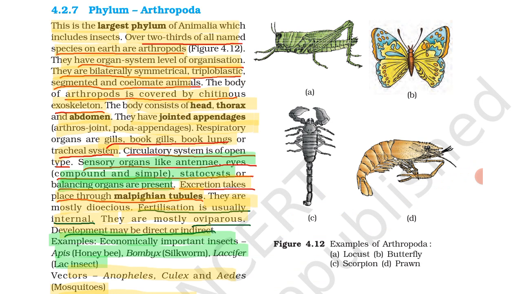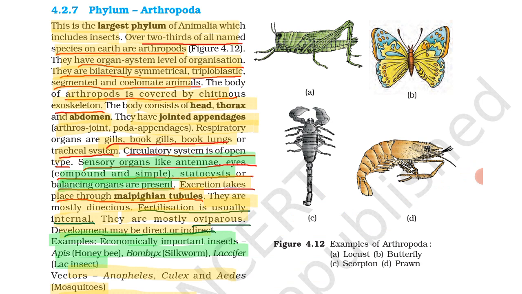Segmented and coelomate animals. Earlier in annelids we saw metameric segmentation, and here the body is also segmented. And coelomate animals, coelomate means what? They have a true coelom derived from mesodermal origin, and they have 3 germinal layers. The middle one is mesoderm, and mesoderm has the true coelom, so they are called coelomate animals.